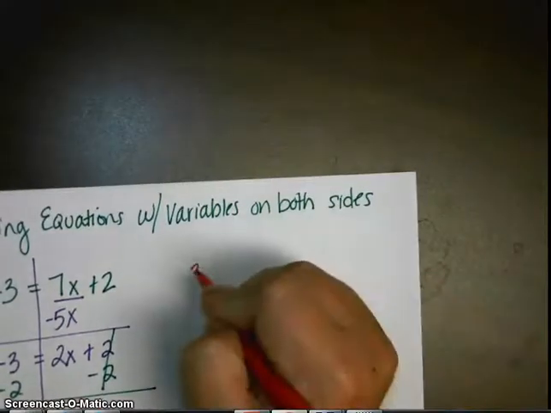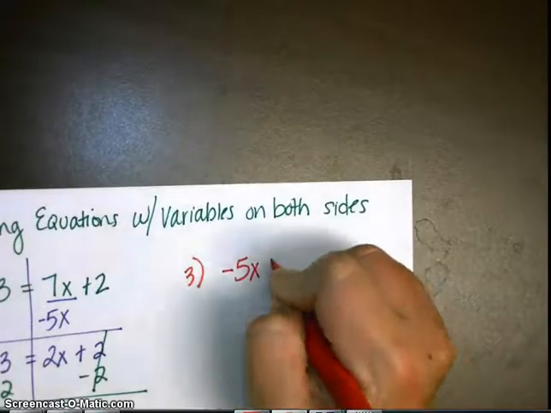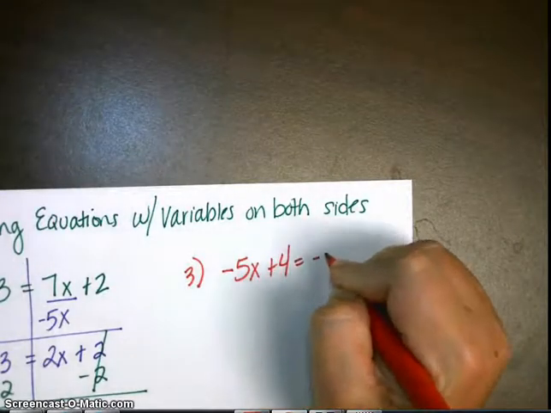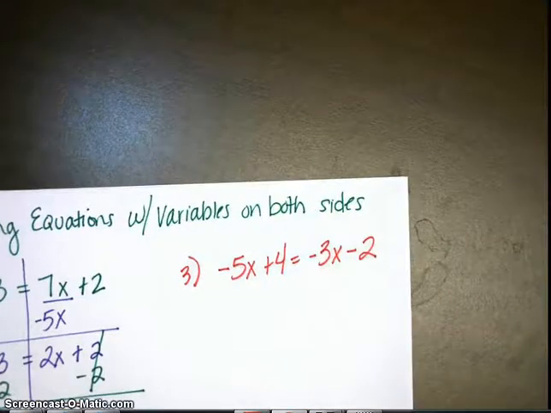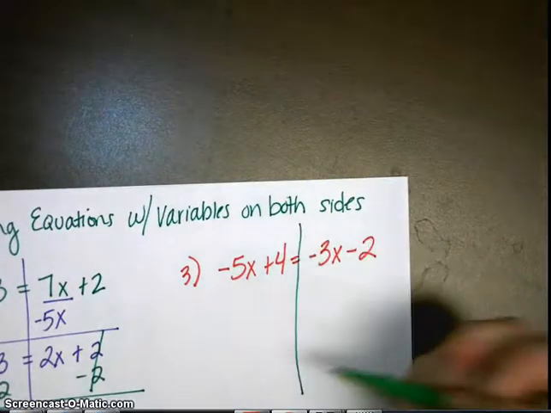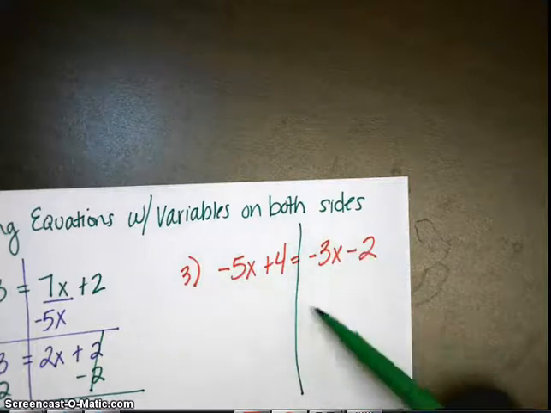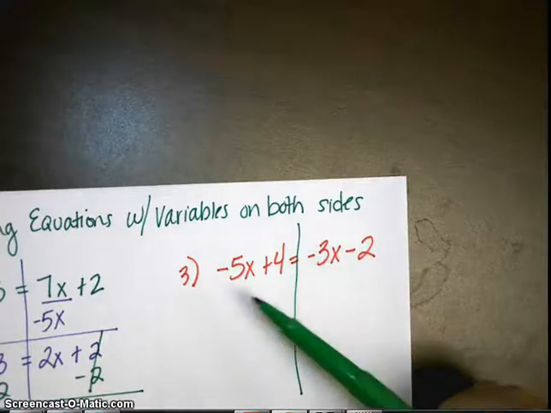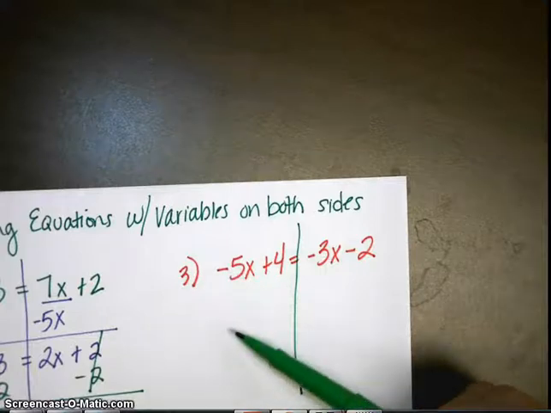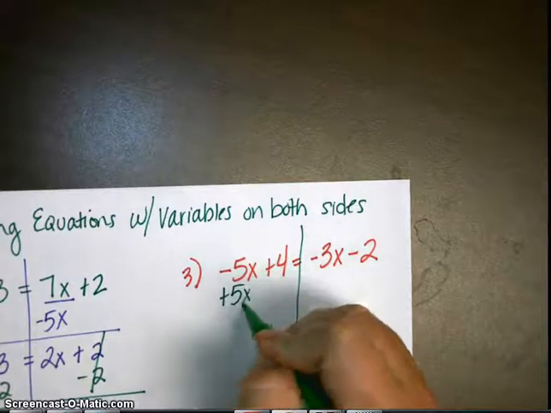Let's take a look at example 3. Let's do negative 5x plus 4 equals negative 3x minus 2. So to solve this one, to get the x to be positive, if I add 5x to both sides, that would make it positive x's over here. However, if I add 3x to both sides, that would still be a negative over here. So I'm going to choose to add 5x to both sides in order to make it positive.